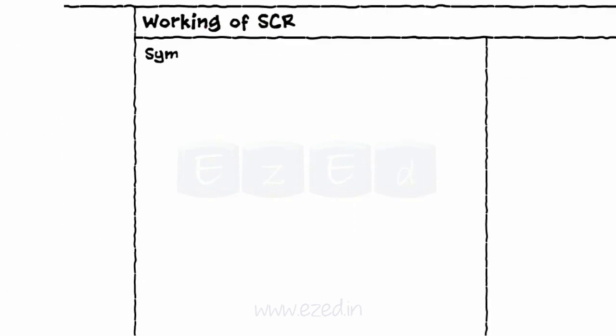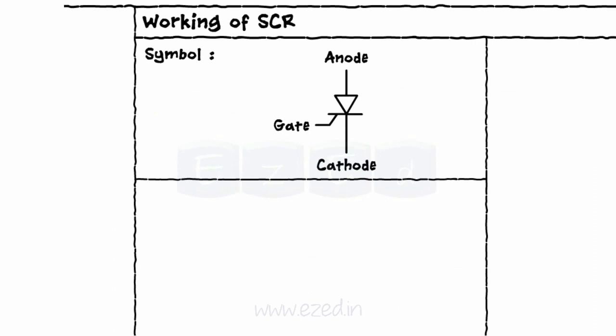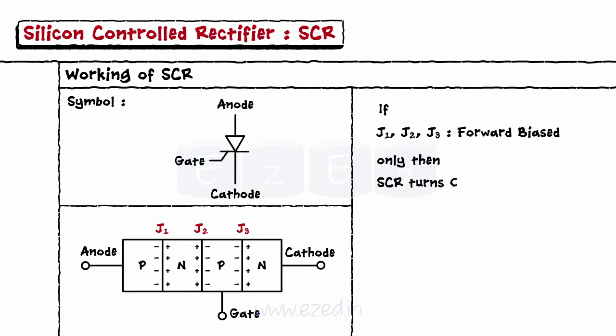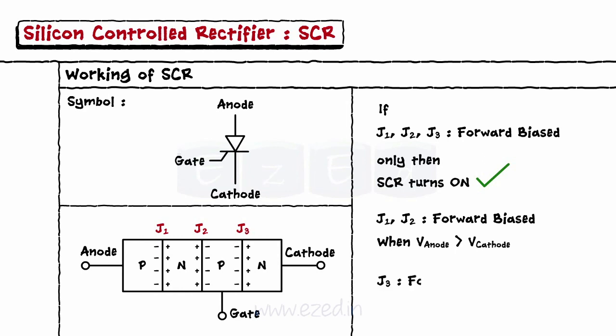The symbol of the SCR is as shown. Due to the PNPN structure, we get 3 PN junctions, J1, J2 and J3 in the SCR as shown. To turn on the SCR, all 3 junctions must be forward biased. To forward bias J1 and J2 junctions, the anode voltage is kept greater than the cathode voltage, and to forward bias the junction J3, the gate is given positive voltage with respect to cathode.